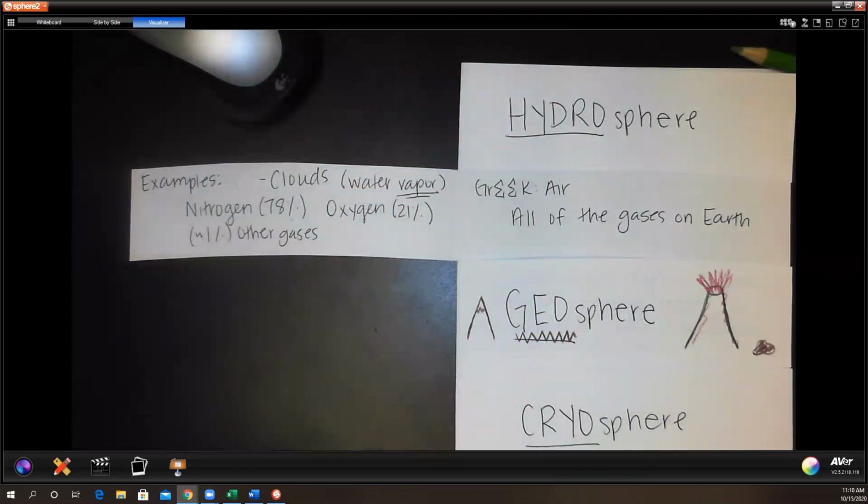Now, we'll talk about those 5 layers of the atmosphere that they talked about, the troposphere, the stratosphere, the mesosphere, the thermosphere, and the exosphere. We'll talk about those later because each one has a very specific job. So when I draw my picture on the front, I'm just going to draw some clouds.